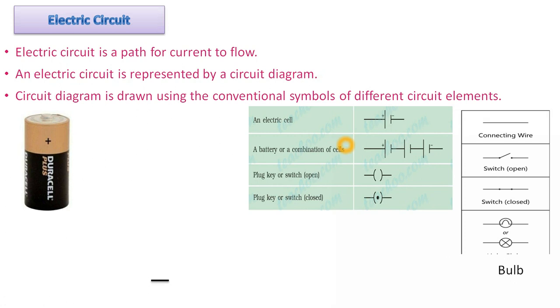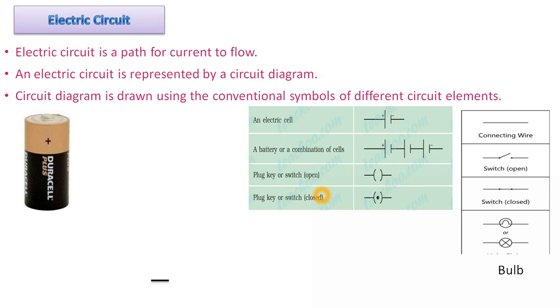How do you represent a key? The switch, you can say. There are two ways of representing a key. A key can be open, or a key can be closed. Now, what do we mean by open? Open means the switch is off. And the second option is the key is closed. That means the switch is on.